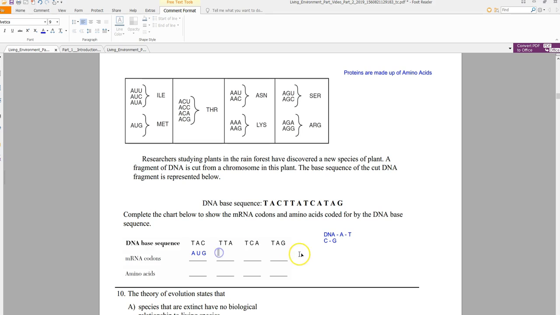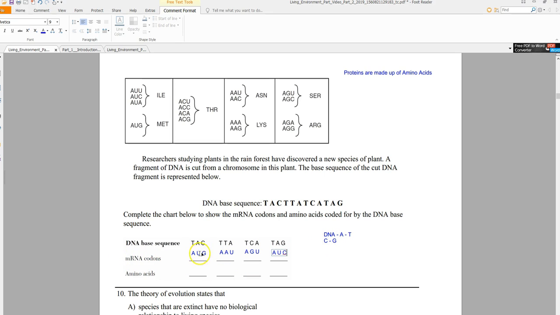So let's go to the next one. TTA, well, that should be AAU. Next one. TCA. T goes with A, C goes with G, A goes with U. T, A, G. Okay. T goes with A. A goes with U. G goes with C, because C and G are together.